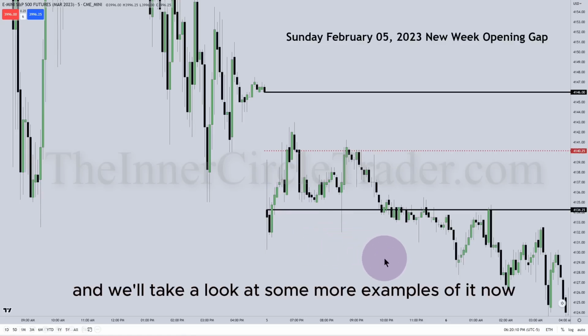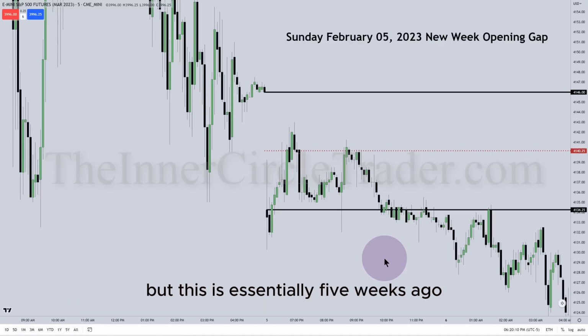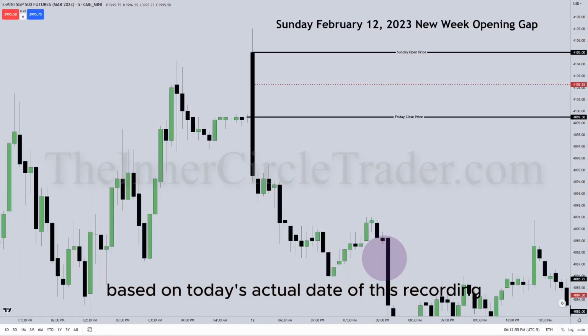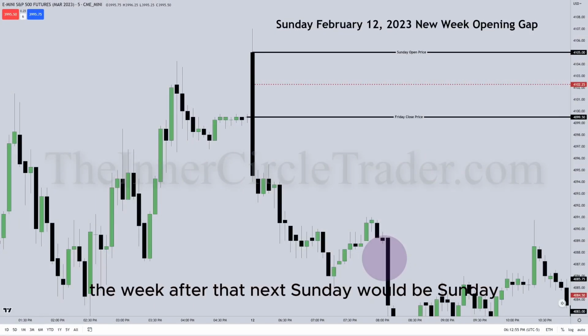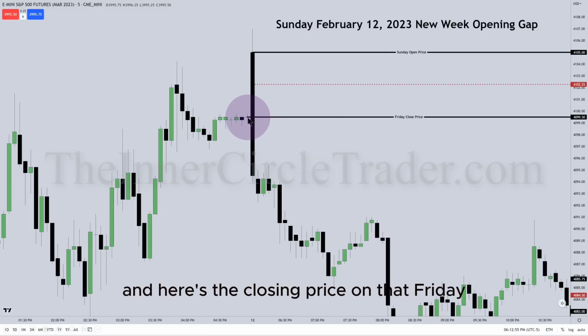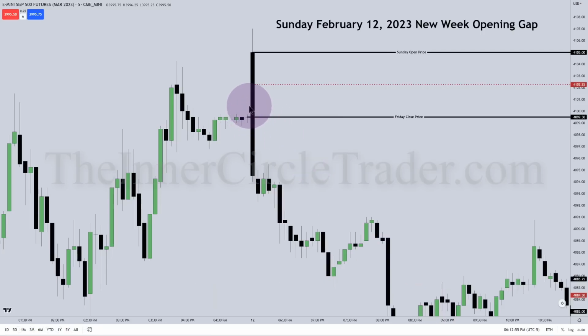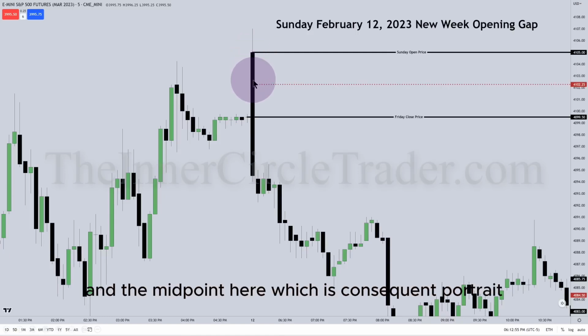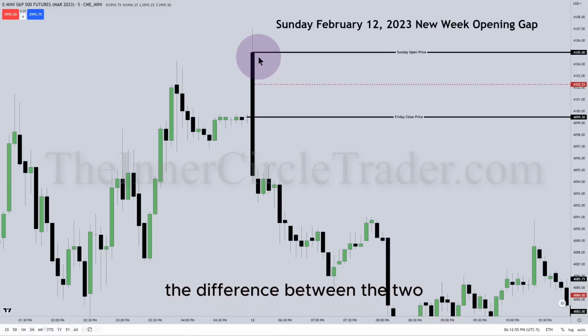And we'll take a look at some more examples of it now. But this is essentially 5 weeks ago, based on today's actual date of this recording. The week after that, next Sunday, would be Sunday, February 12th, 2023. And this is the new week opening gap for it. And here's the closing price on that Friday. Then the opening price on Sunday. And the midpoint here, which is consequent encroachment, the difference between the two.